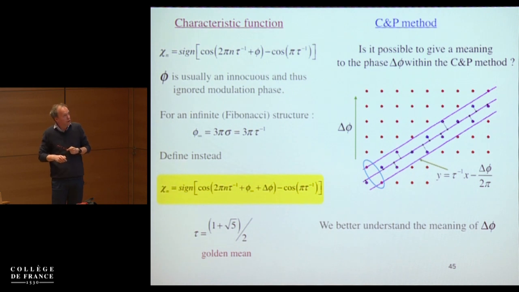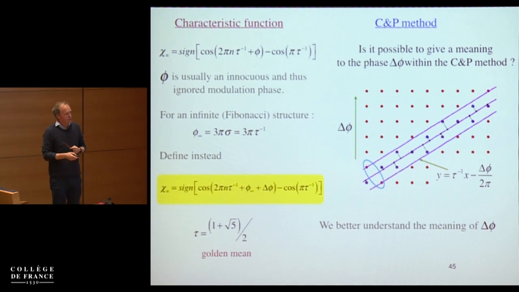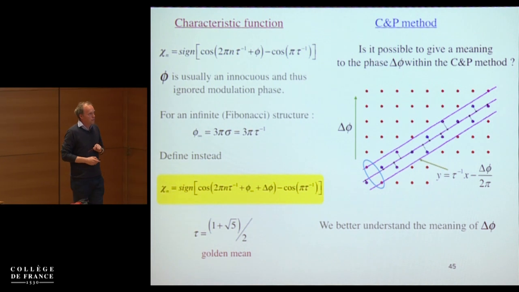So which means that if you take this structure and you just pull it up or down along the y direction, in fact, what you generate is exactly what you have here. So which means that the constant here is in fact just minus delta phi divided by 2 pi. So this delta phi has a very clear meaning in the cut and project description. Okay, so now we understand better what this delta phi is, at least in this picture.